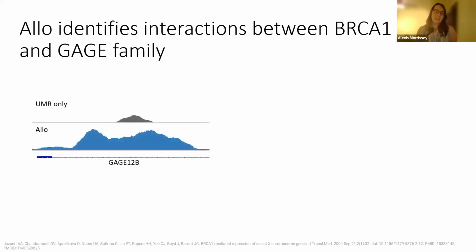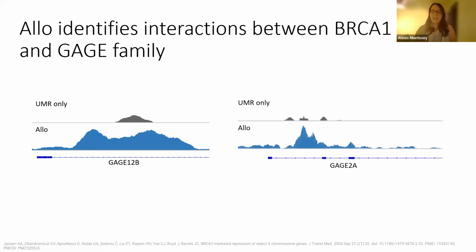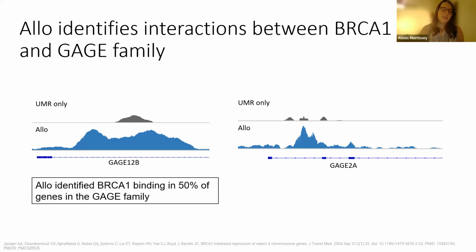Here is the before and after, basically, of these peaks. Using uniquely mapped reads only, this is what the peak looked like. It wasn't called a peak in that data set, but after using Allo, you can see that the peak is very visible and has high resolution there. This is another example in GAGE2A. This is uniquely mapped reads only, and then this is using Allo, and you can see you gain a lot of resolution. So in total, Allo identified BRCA1 binding in 50% of all the genes in the GAGE family, which is very interesting.